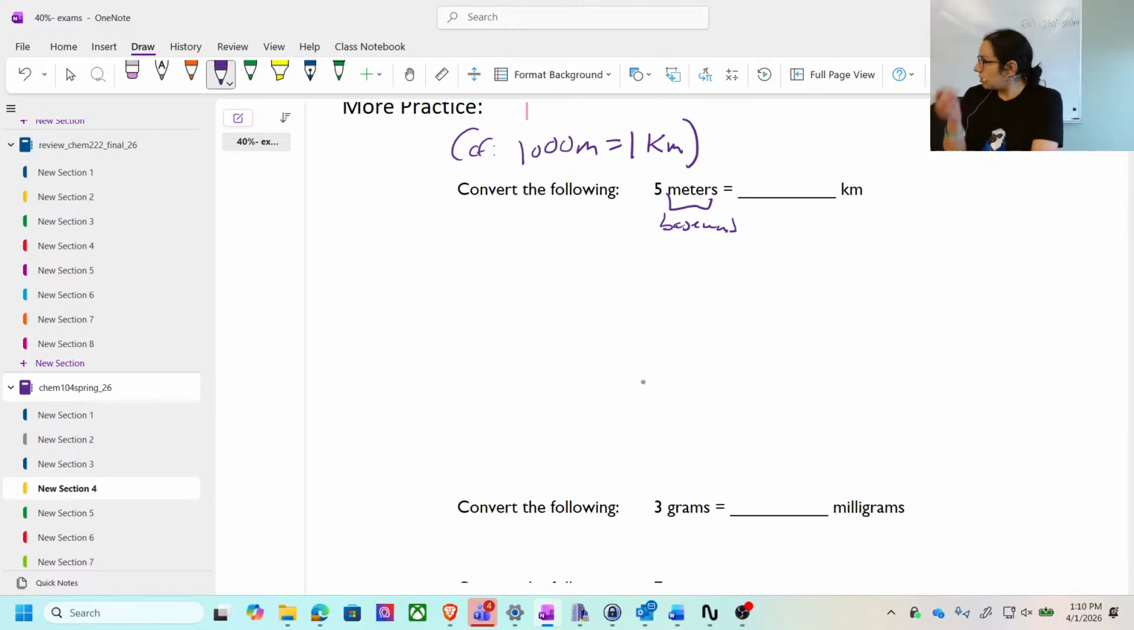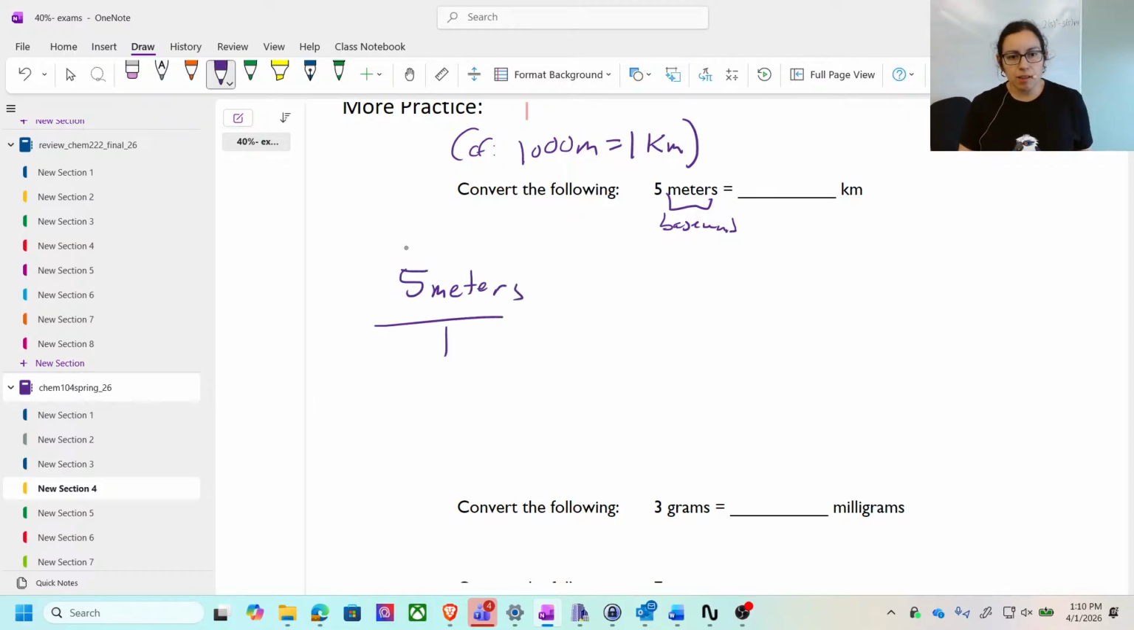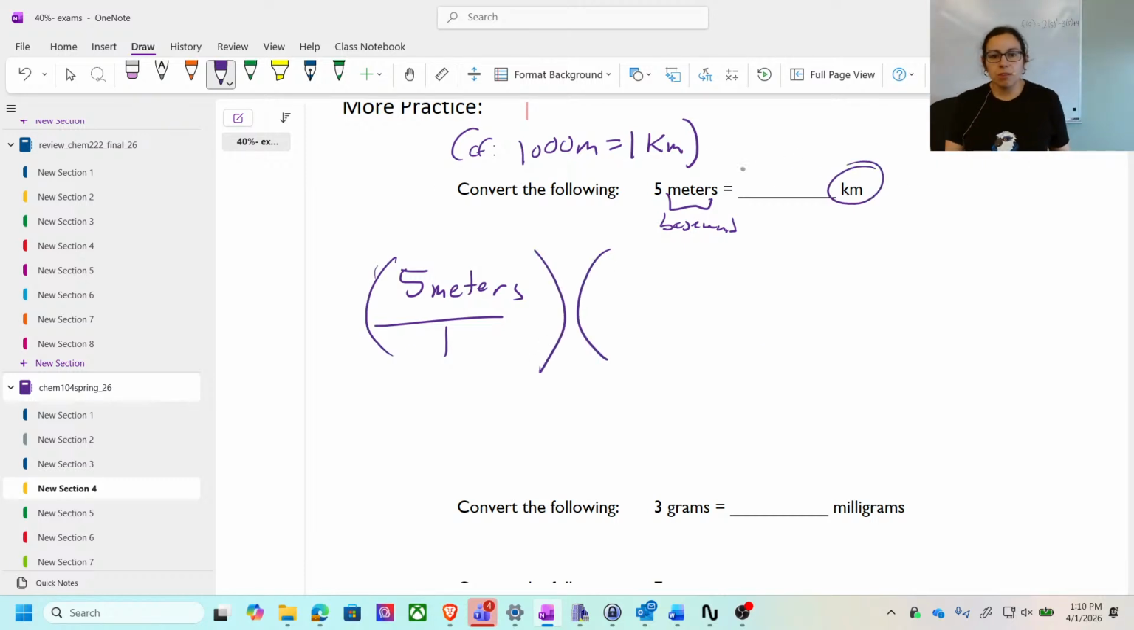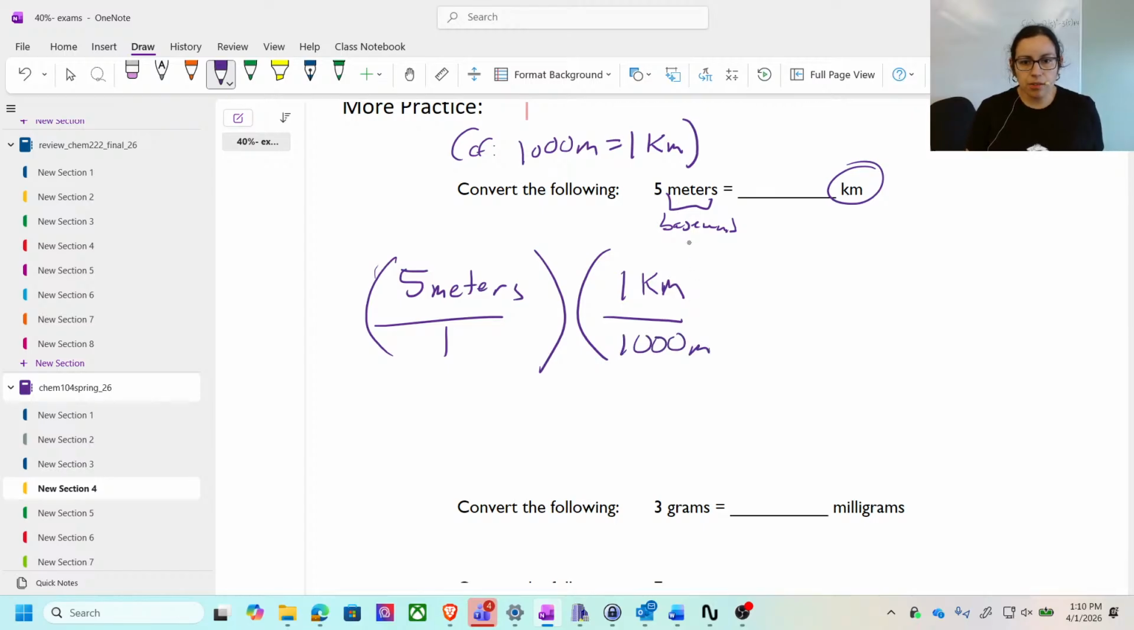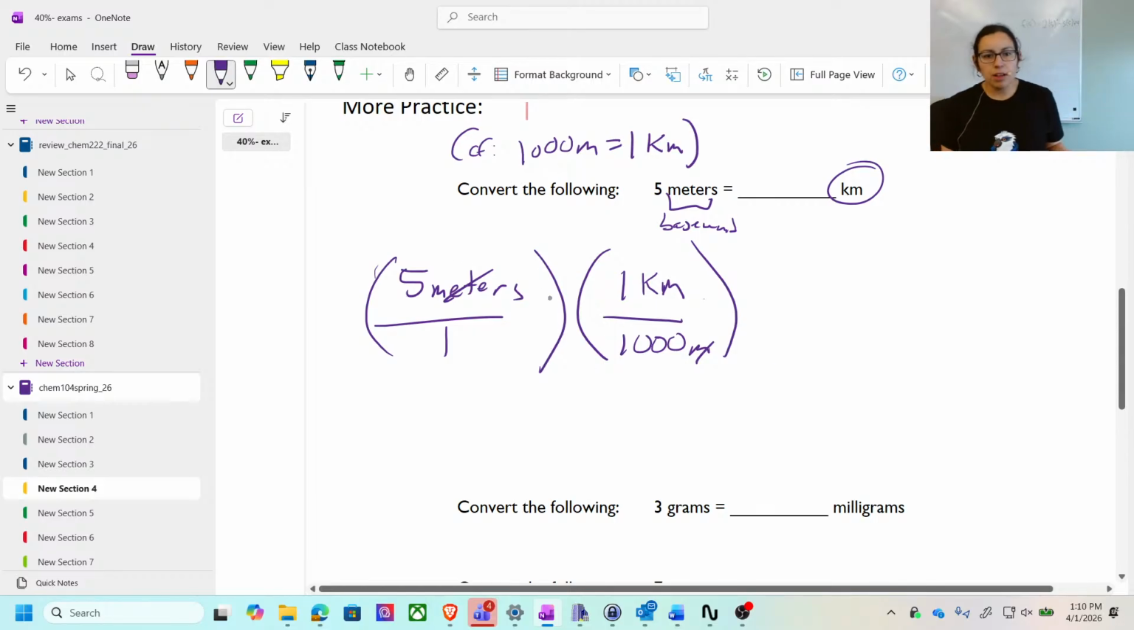People usually have this question: which fraction do we pick? It all depends on which way we're going. So we're going from 5 meters, and I'm going to write it in this railroad track style. Then you want kilometers, so you want the unit that you desire on top of your fraction. In that case, 1 kilometer goes on top, and 1,000 meters on the bottom. You can see how meters cancels if you do the division, and it leaves us with the unit of kilometers.